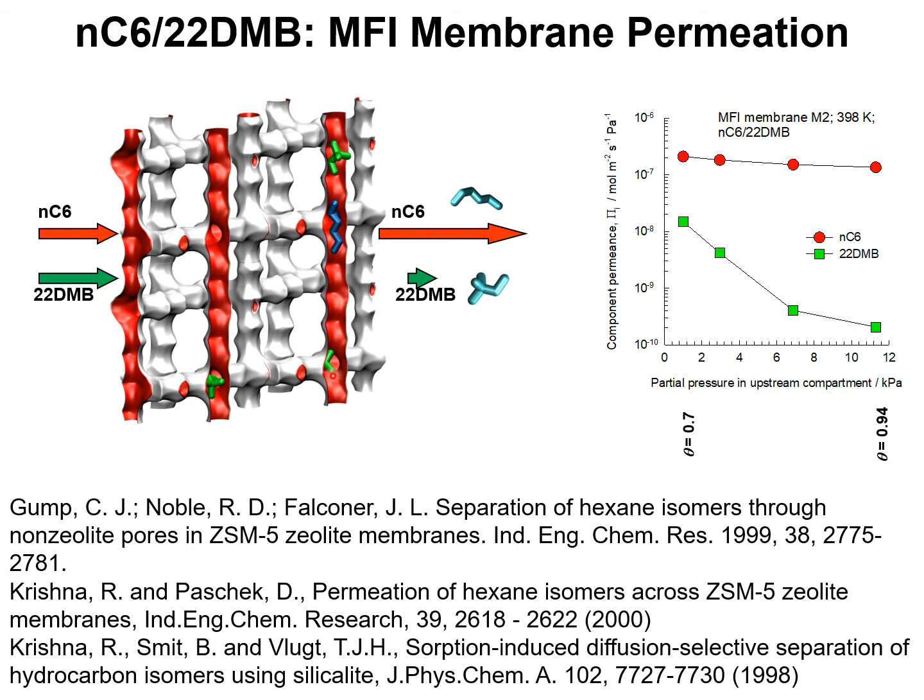2,2-dimethylbutane, due to configurational considerations, prefers to locate only at the intersection points. And as the pore occupancy increases, entropically challenged 2,2-DMP is virtually excluded from the pores, and the permeation selectivity is strongly in favor of the linear isomer. The explanation of the experimental data of Gump using molecular simulations is provided in these publications.